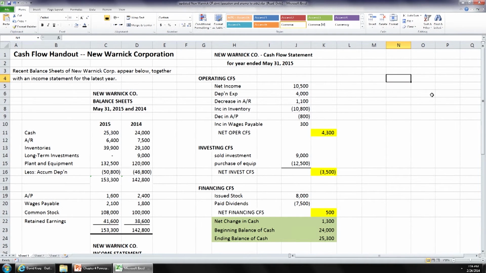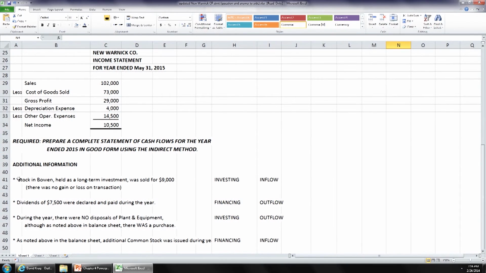Could you explain again why the sale of Bowen stock was an investing activity and not a financing activity? Because typically you think of stock transactions as financing activity. That's a great question. You're talking about this one down here, right? Stock in Bowen Company, held as a long-term investment, was sold for $9,000. Well, it goes back to that general rule that I had.